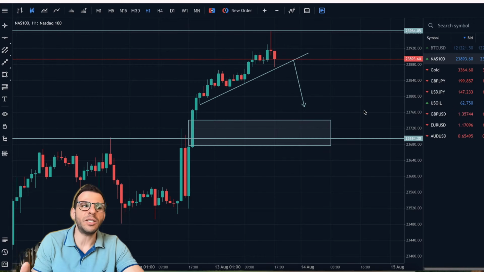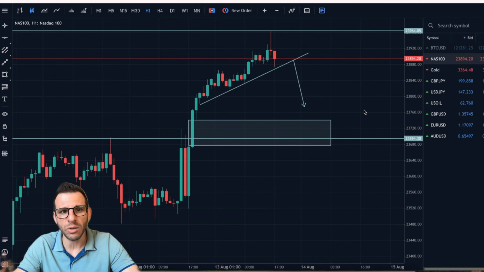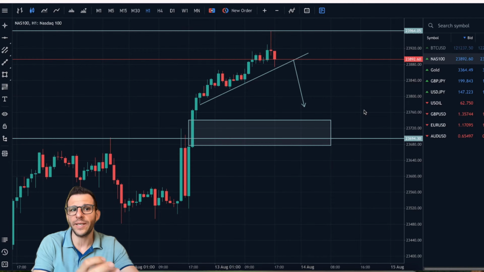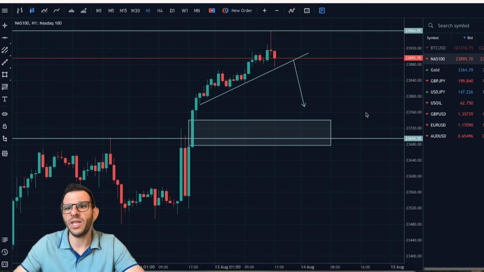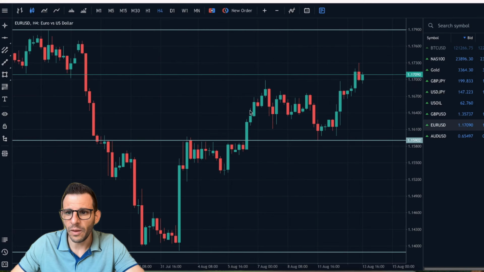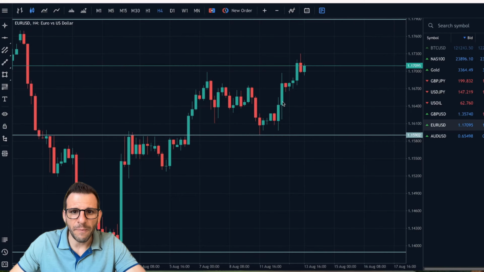Now, just at this point, to let you know, the analysis I do on this 4-hour time frame, you can use it as your map. And if you want to execute on lower time frames, you can keep the overall bias from the higher time frame. Euro against the US dollar.